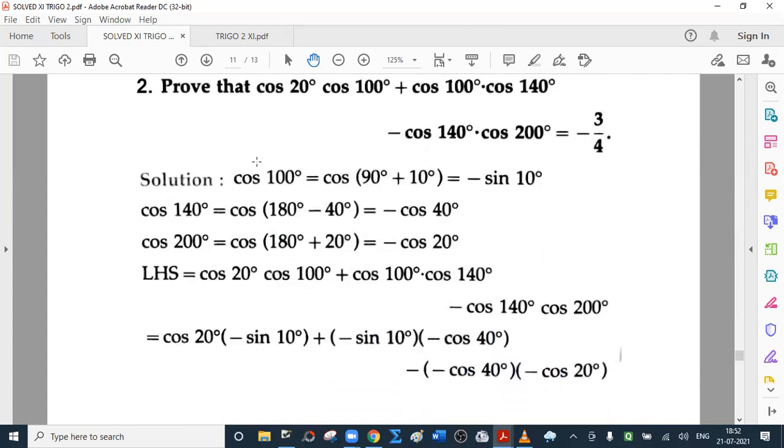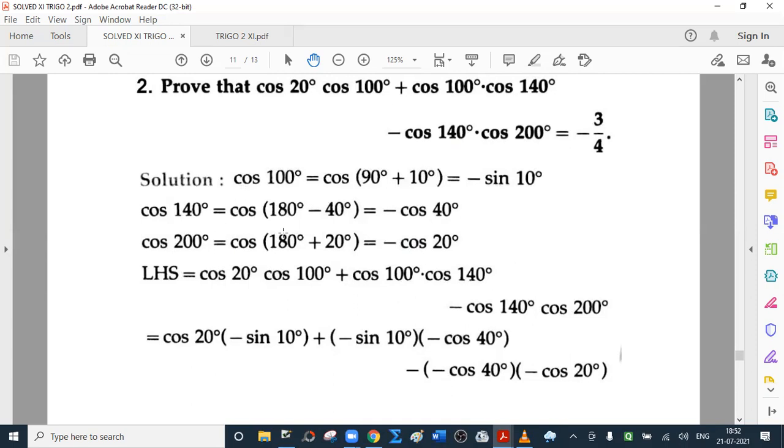Second, prove that cos 20 cos 100 plus cos 100 cos 140 minus cos 140 cos 200 is minus 3 by 4. Now, cos 100 is cos of 90 plus 10. 90 means associated with the y-axis, so cosine changes to sine. 90 plus 10 lies in the second quadrant in which cosine is negative, so minus sign. See, within 1 or 2 seconds, you should be able to write this, at least in CET.